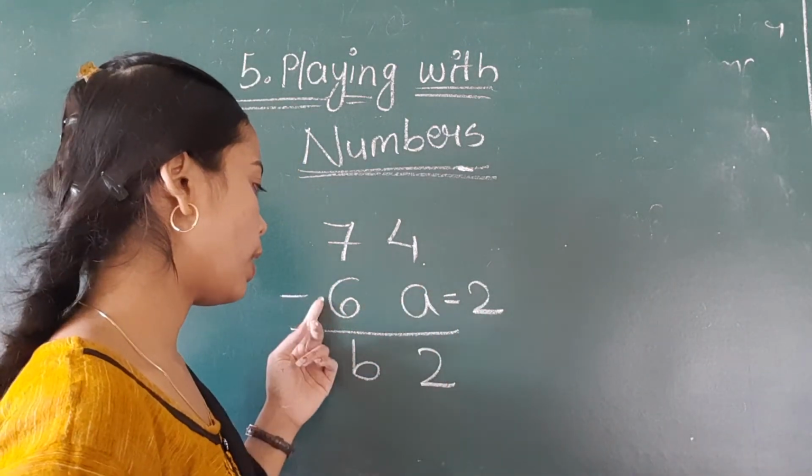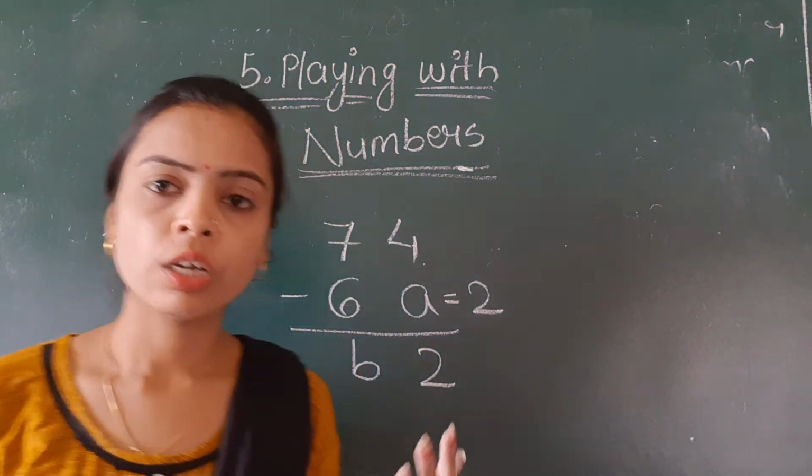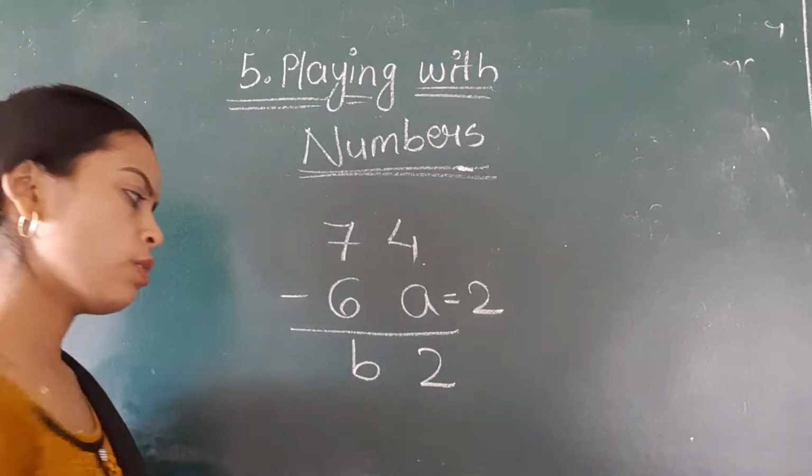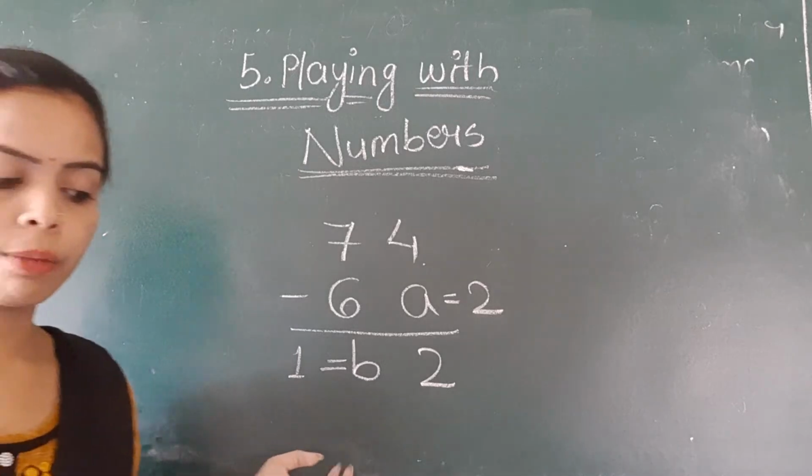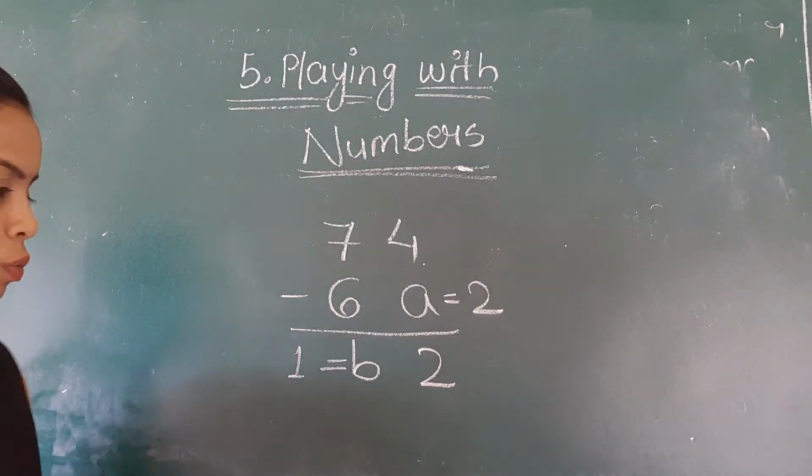Now 7 minus 6 is equal to how much? 7 minus 6 is 1 here. That's why the value of b is 1. Okay, so this is a little bit easy question, but I am giving you one more question here.